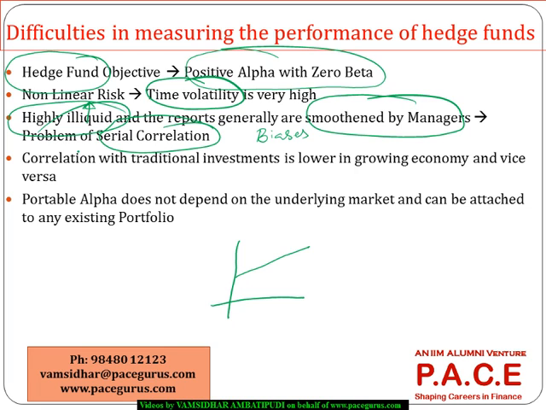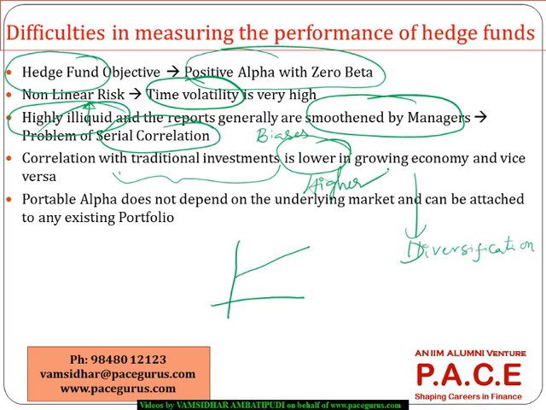The other major problem is that because of the widely varying strategies available with hedge funds, their correlation with traditional investments like stocks, bonds, mutual funds, etc. is lower in a growing economy and offers better diversification. But in a falling economy, they do not offer any kind of diversification, because the correlation with the traditional investments actually goes higher for them. So in a way, even in a falling market, they are not offering any kind of better hedge, and that too because the correlation keeps changing.